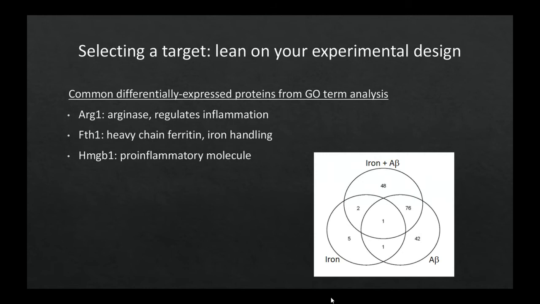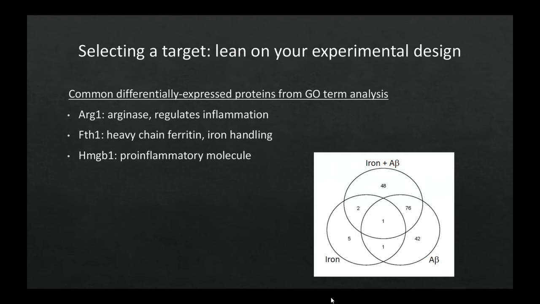Okay, we had an experimental design where we had 4 groups, where we had control, iron, amyloid beta, and amyloid beta plus iron. And in our GO term analysis, we started looking through some of the GO terms that were commonly changed across all groups, and we started to find some proteins like arginase and ferritin that were changed in all of these GO terms, or in many of these GO terms. And so I encourage them to think about, we've got an experimental design that allows us to identify proteins that are potentially important in many different pathways. So maybe that could be a target.